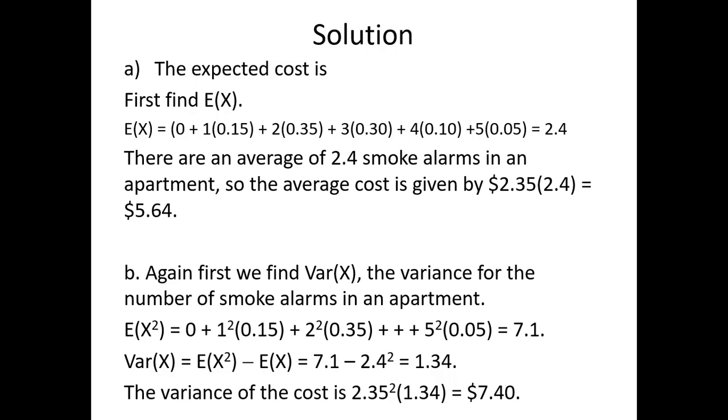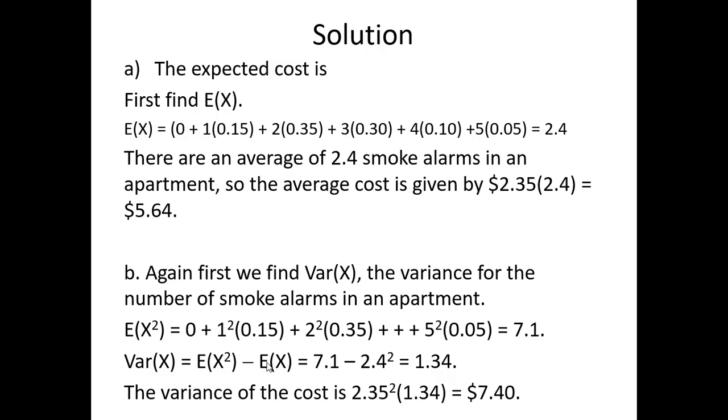Now, let's say we wanted to know the variance of the cost. So we can go ahead and find the variance of X. We find E of X squared, 7.1. Use this formula: E of X squared minus the expectation squared. 7.1 minus 2.4 squared works out to be 1.34.